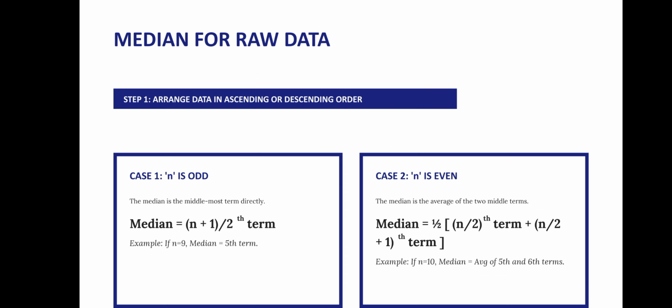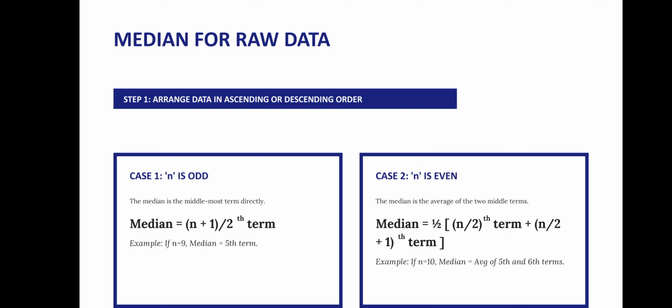So how can we find the median for raw data? We have two cases. Case 1: if the number of observations is odd, if n is odd, then the formula for median is the (n plus 1) by 2 th term. Suppose n is 9, then the median is the 5th term for the data arranged in ascending order.